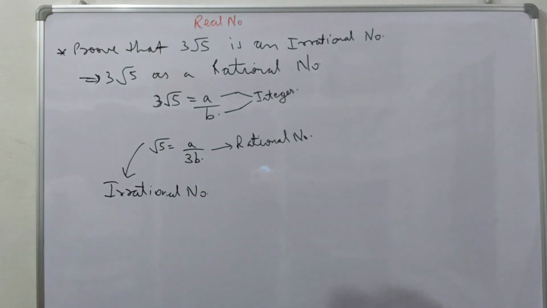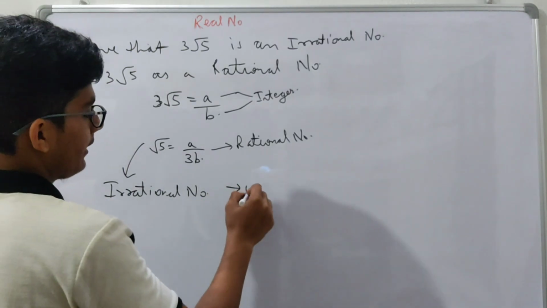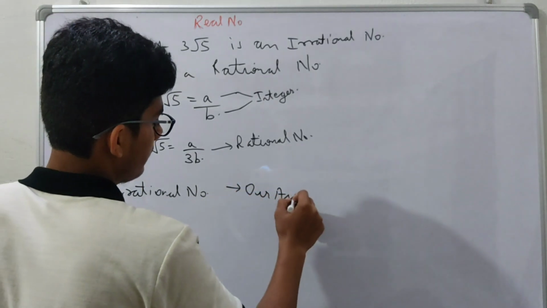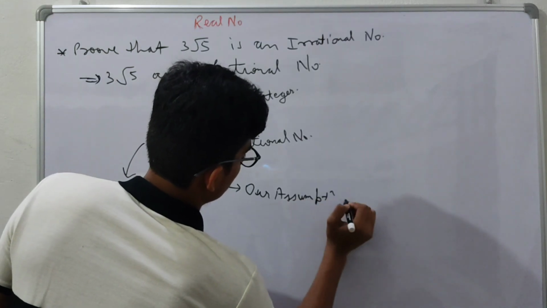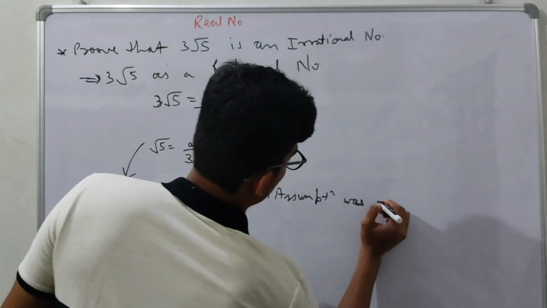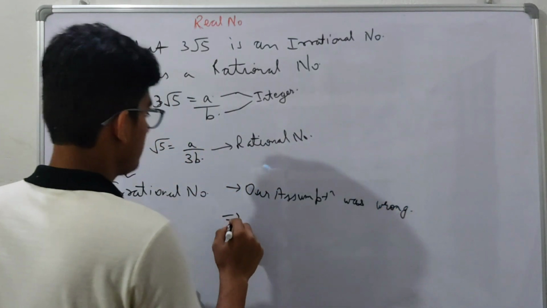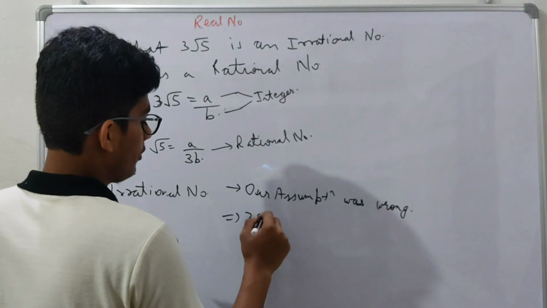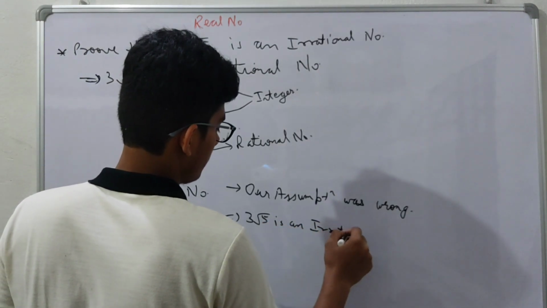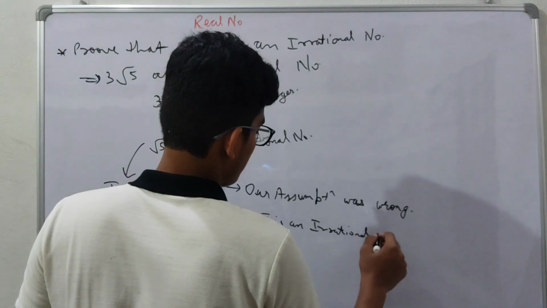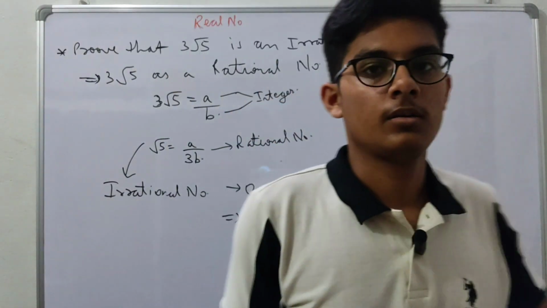Hence these both cannot be equal in any case. So we have to write that our assumption was wrong. And hence 3 root 5 is an irrational number.